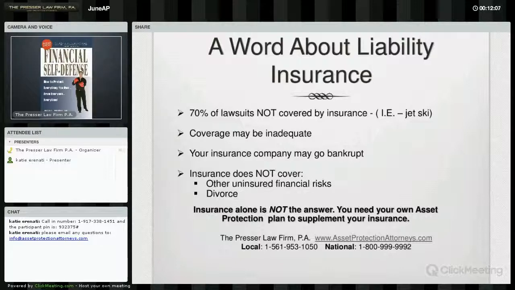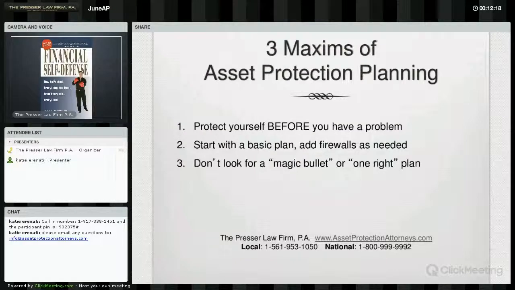Insurance doesn't cover other uninsured financial risks and divorce. So essentially, insurance alone is not the answer. You need your own asset protection plan to supplement your insurance. I call it the belt and suspenders approach.